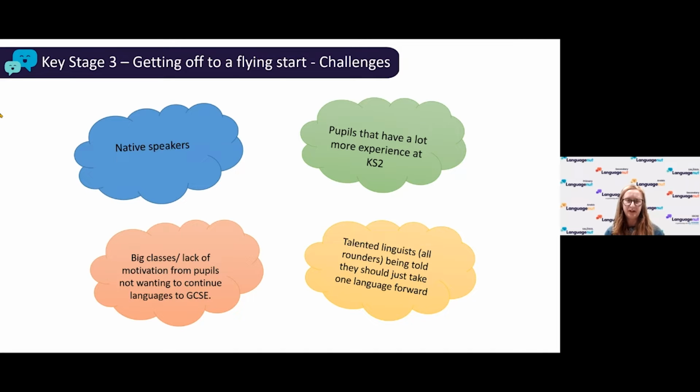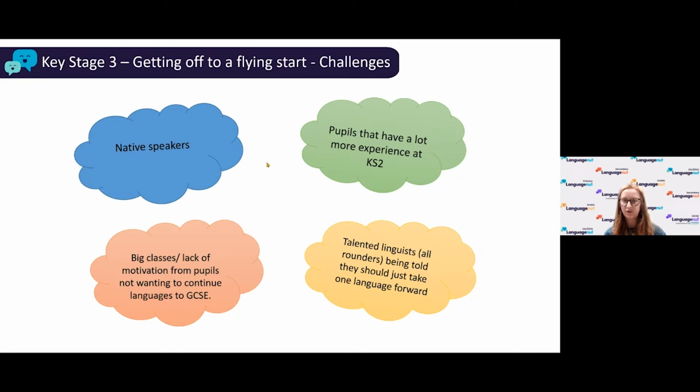And then you also might have talented linguists in your lessons who are also all-rounders, who are being told that they should just take one language forward, or that they're not going to take any languages forward. And so with all of these kinds of students to cater for, it is really important that your native speakers, your pupils that have that experience, are fostering that independence, so that within a lesson, they know the kind of tasks that they can go and get on with. If you are not able, with your time, to tell them to go and do this, go and do that, or prepare a new activity for them, it's fostering the independence so they know what to go and do if they need extra work within a lesson.